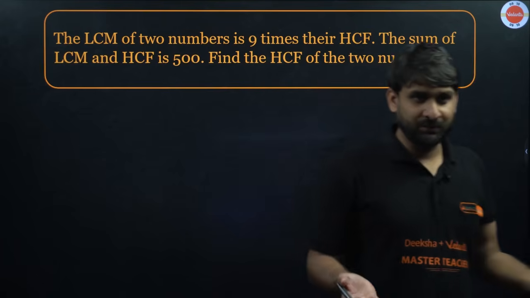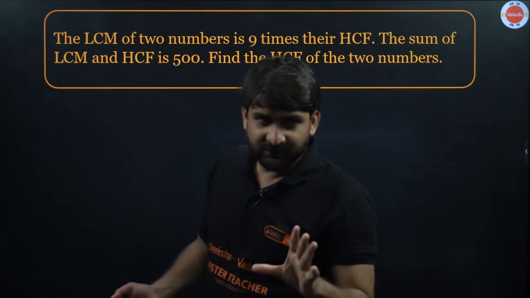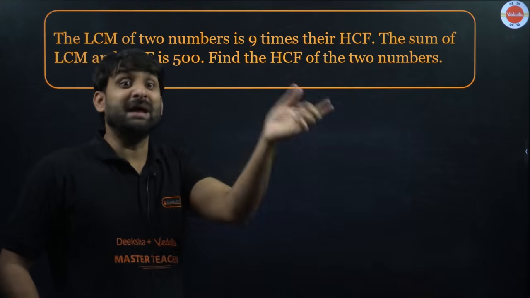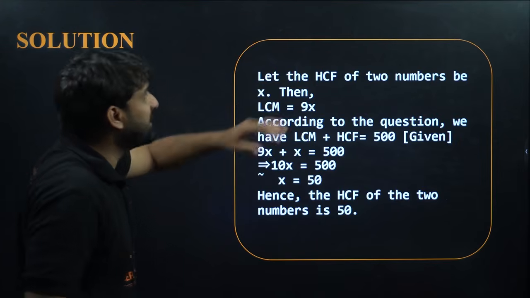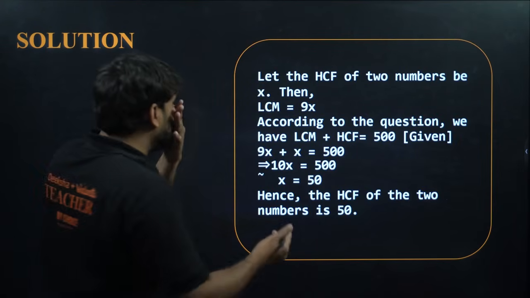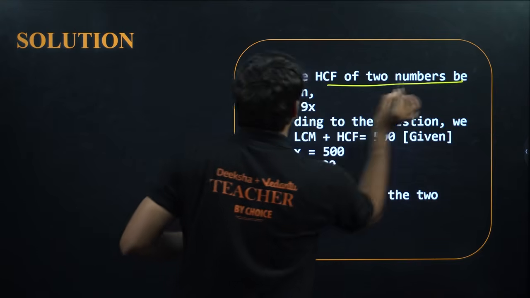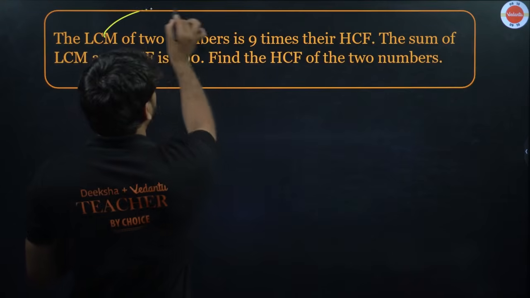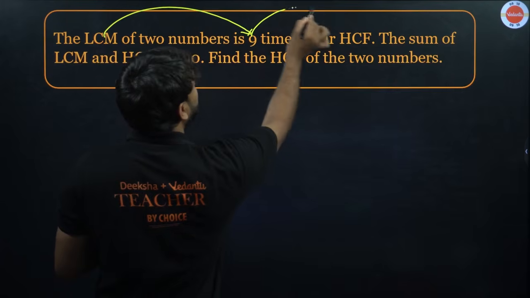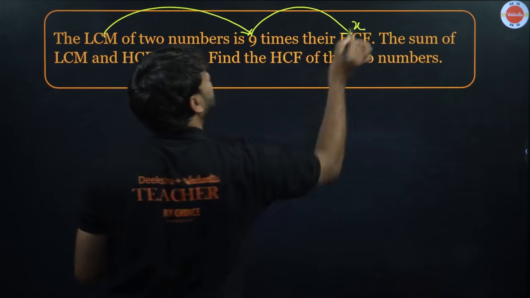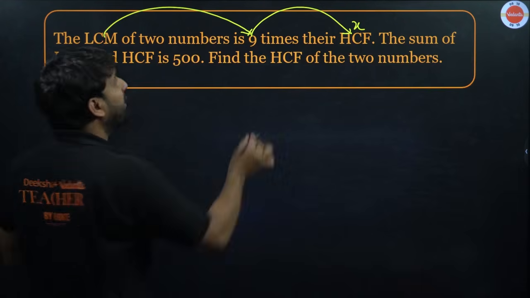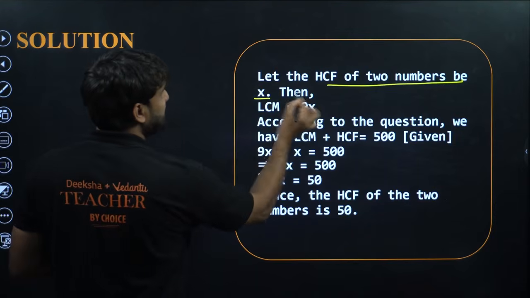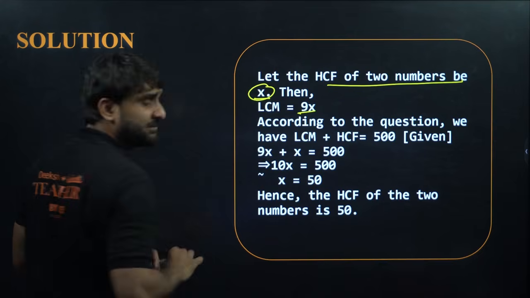Very easy question. There are two numbers whose LCM is equal to 9 times the HCF. We don't know the numbers, so let the HCF of the two numbers be X. If the LCM is 9 times the HCF, and we take HCF as X, then the LCM will be 9X.